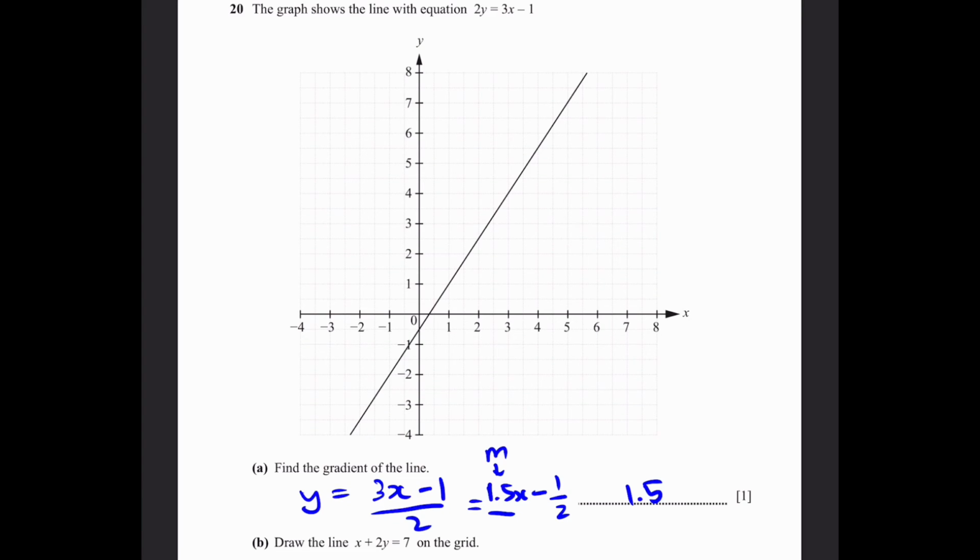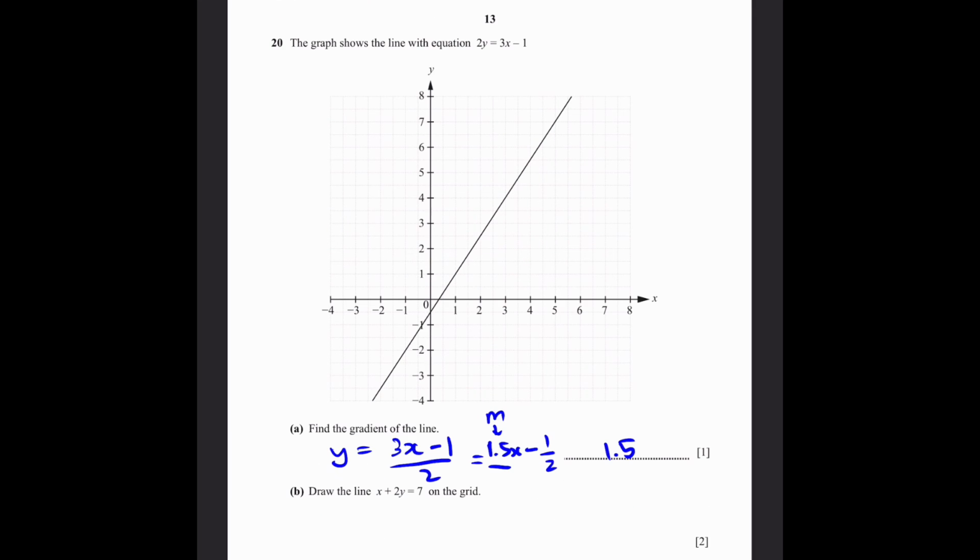B. Draw the line x plus 2y equals 7 on the grid. We don't have any values for it, so how do we do it? The answer is simple. We create our values. So let's take an x value and y value. So let's take the x values to be intervals of 2. Let's make it from minus 3, minus 1, 1, 3, 5, and 7. These are the values we're taking. So let's write them down.